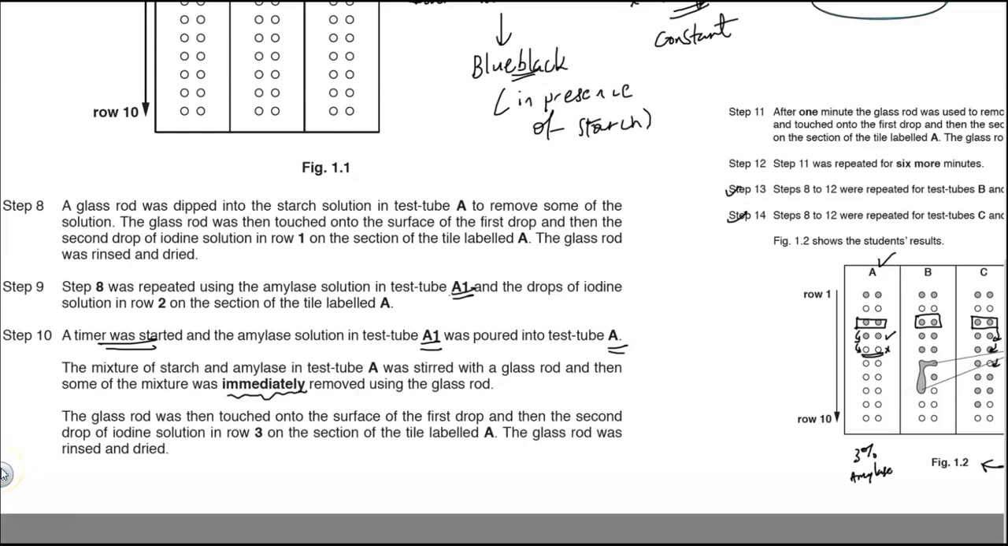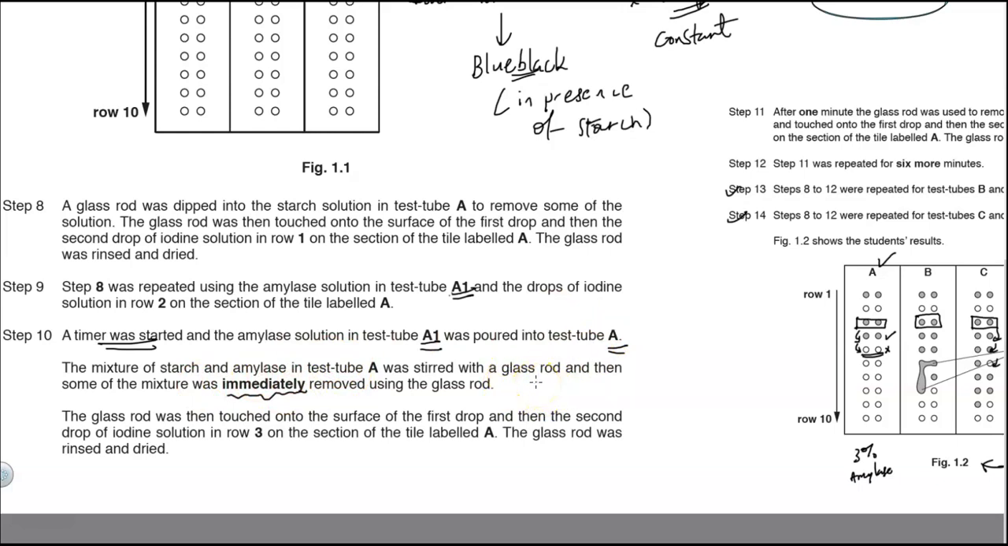So we're going to start a timer. Now this is where you have to work very, very quickly. As you can see, start the timer. The amylase solution in test tube A1 was poured in test tube A. So this is where you're mixing the enzyme with the substrate. The moment the enzyme gets in contact with the substrate, guess what? The enzyme starts the catalysis, the starch starts getting broken down, isn't it? Into maltose. And this is where it's saying the mixture of starch and amylase is all poured in test tube A with a glass rod.